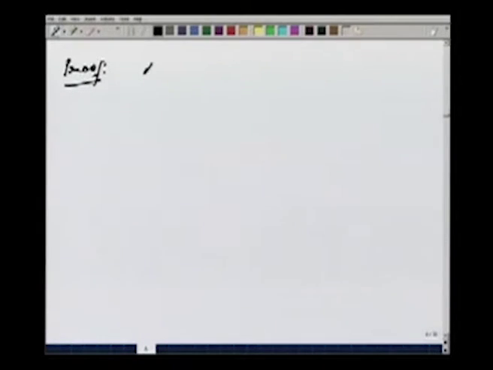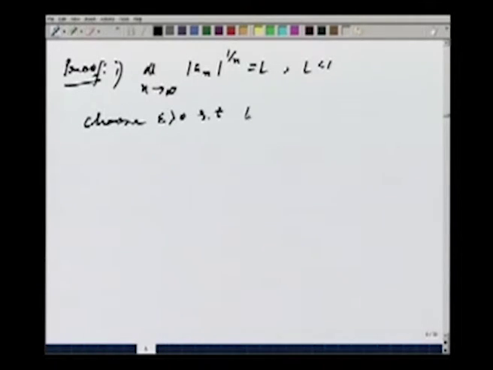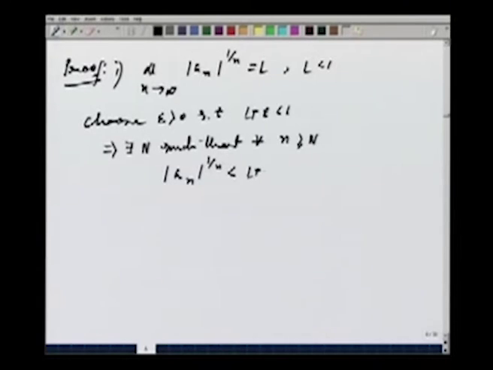What is given to me? It is given that limit as n going to infinity of modulus of a_n to the power 1 by n is equal to L, and L is less than 1. Choose epsilon again such that L plus epsilon is strictly less than 1. This would then imply that there exists some capital N such that for all n bigger than or equal to capital N, modulus of a_n to the power 1 by n is less than L plus epsilon. But this would imply that modulus of a_n is less than (L plus epsilon) whole to the power n for all n bigger than or equal to capital N.